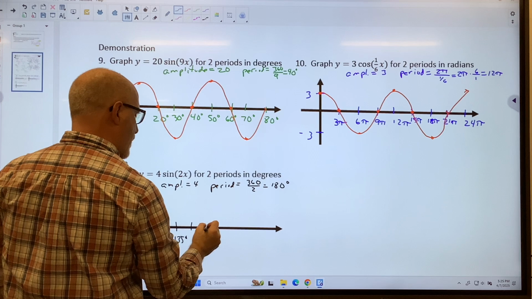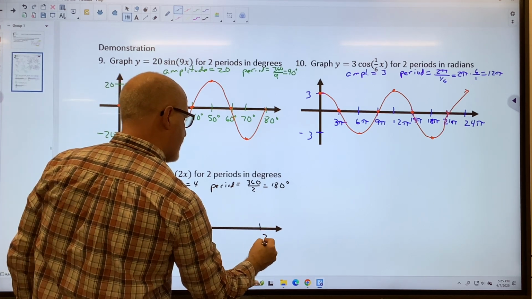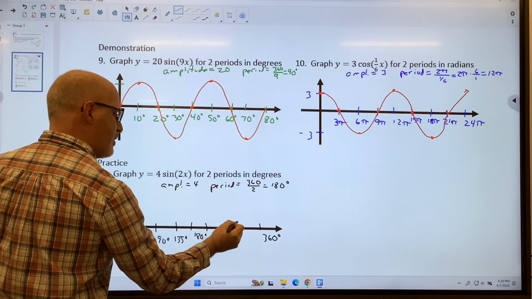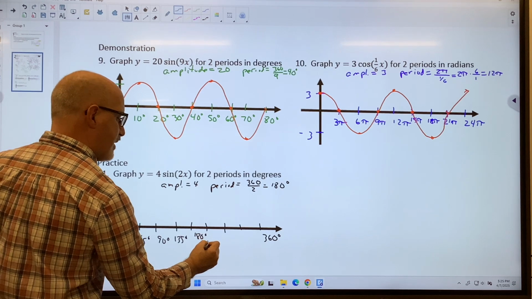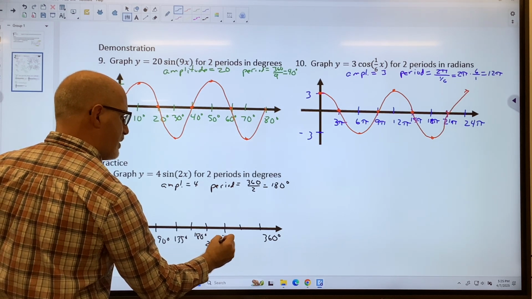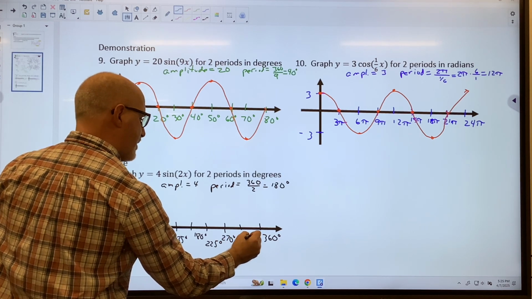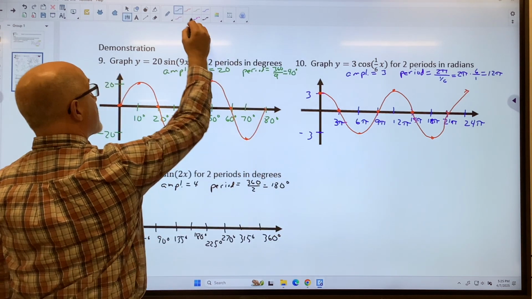And then I keep going. I'm going to go another period out here. That'll take me out to 360, or double the 180. Halfway between those and half again. I'm going by 45, so 45 added to this is 225. Then the next one's going to be 270. Then 315, adding the 45s on and out to 360.